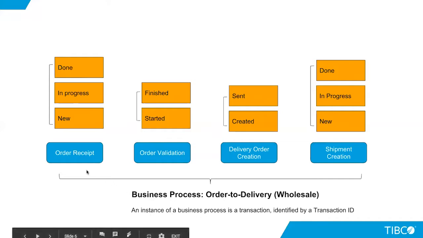Each audit event can go through multiple event statuses. In the case of the order receipt audit event, it goes through the statuses of new, in progress, and done. Note that these event statuses can be used by another audit event.